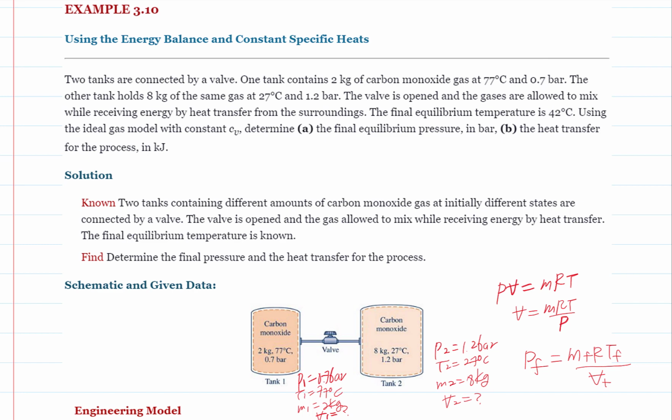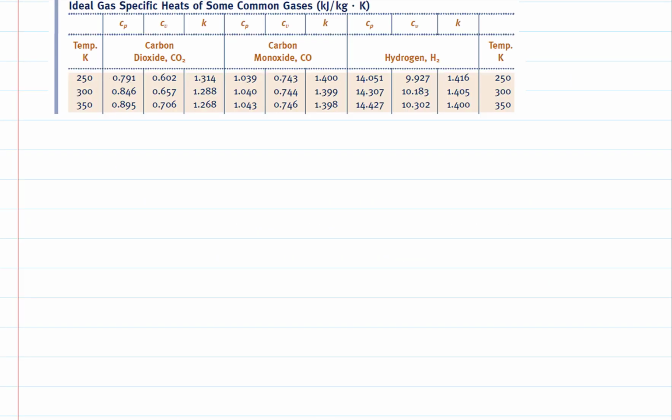We know the total mass and gas constant remain the same. Temperature at the final state is given as 42 degrees Celsius, and the total volume can be calculated. We also need to determine the heat transfer for the process. We apply the energy balance and solve it for Q. The pressure at the final state depends on the total mass, gas constant, temperature at the final state, and total volume.